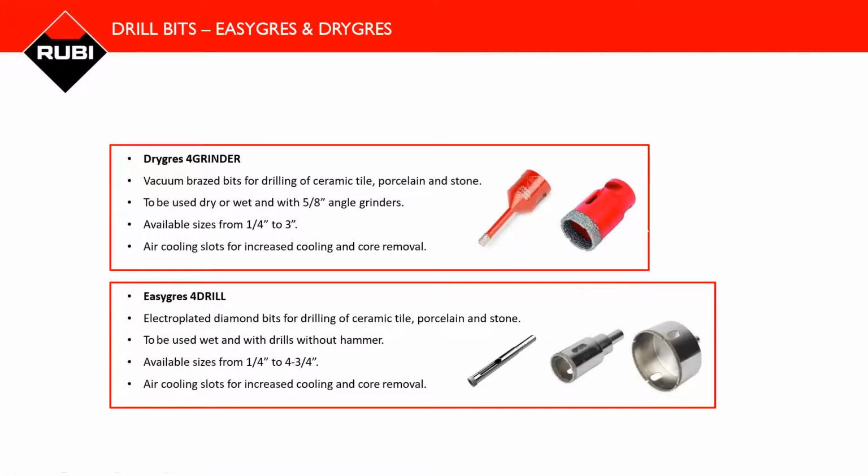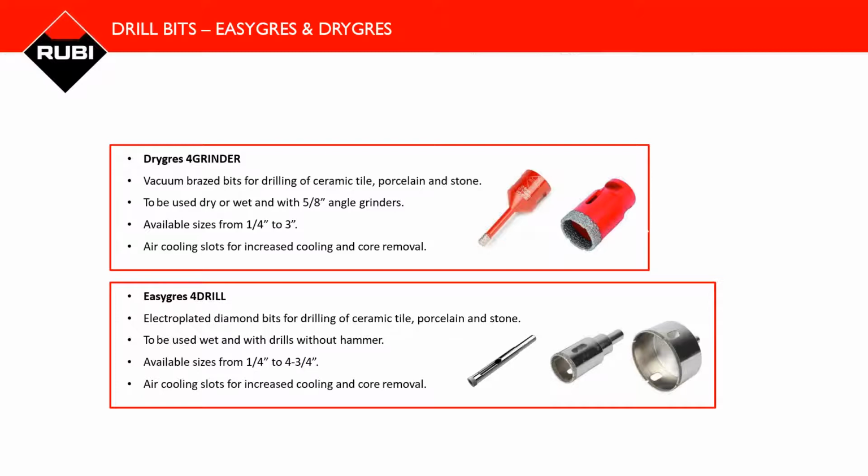Drill bits, and we'll get into why drill bits are important, but we do make a couple sets of drill bits here. We have the DRYGRES 4 grinder, which is, in its name, for a grinder. They're vacuum brazed bits, available in sizes from 1/4 inch to 3 inch, and they've got air cooling slots for easy core removal.